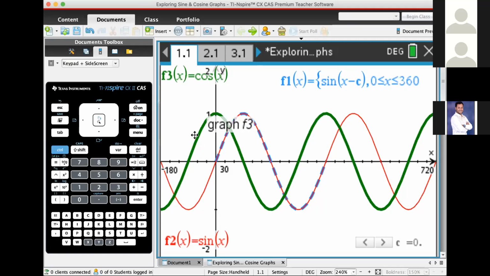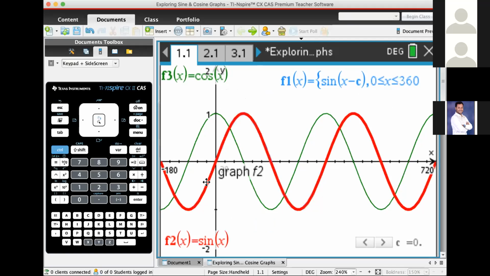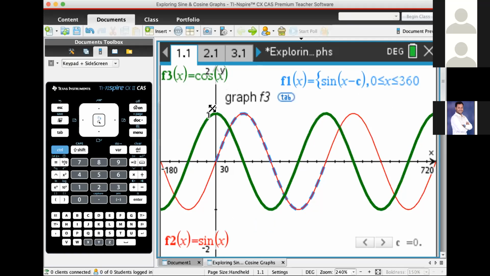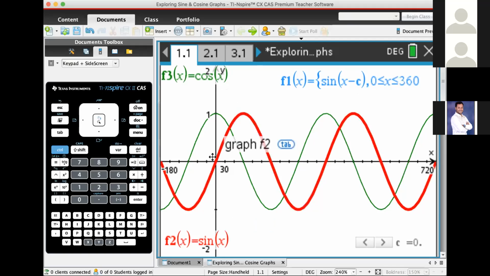The green graph is cosine, the red graph is sine. Now, what's the difference between the green graph and the red graph? If you look at one complete wave, the green graph starts at the maximum value on the x, y axis. The red graph, the sine graph, starts at zero, on the central line. That's the starting point. This one starts here at the maximum value. That's one of the differences.